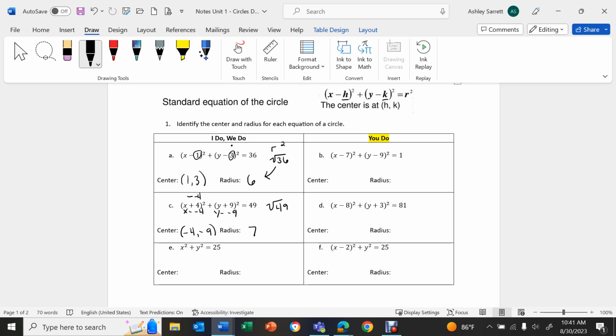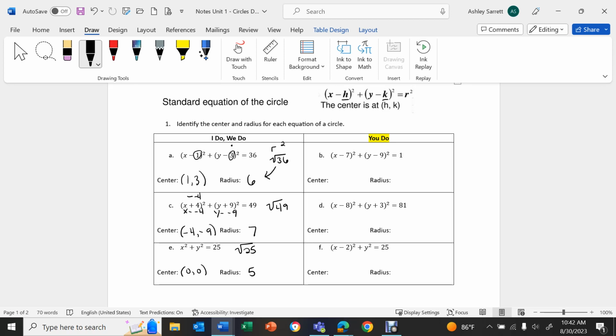All right, next, I have x² + y² = 25. Okay, well, I'm looking for x minus h and y minus k, and I don't see that. So since I see nothing, nothing is 0. So that center is at 0, 0, because there is nothing being subtracted from the x or the y. All right, now for the radius, I want to take the square root of 25, and that would be 5.